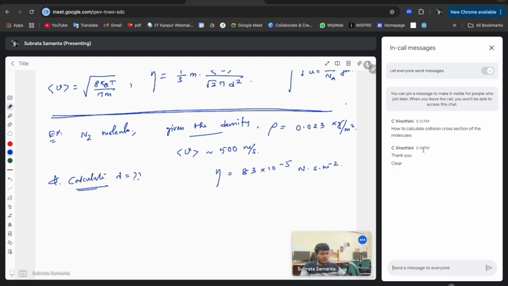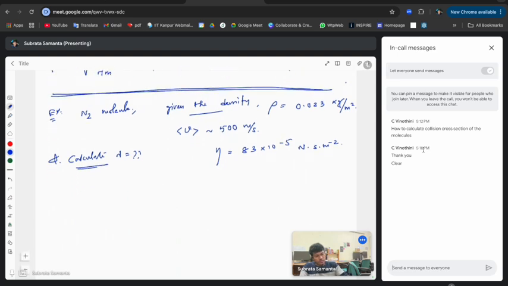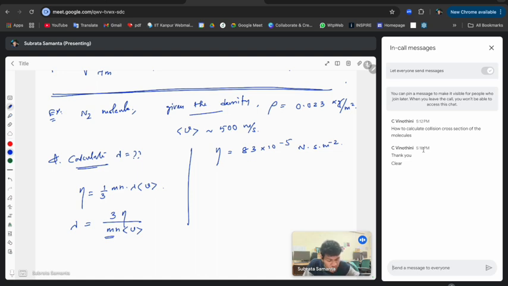So how to calculate lambda? Let's write down the formula of eta and see whether all the parameters are given. So eta is 1 over 3 m n lambda V average, right? That is the formula, and I want to calculate lambda. This is basically 3 eta over m n times V average. What is m n? Because m is not given, n is not given.